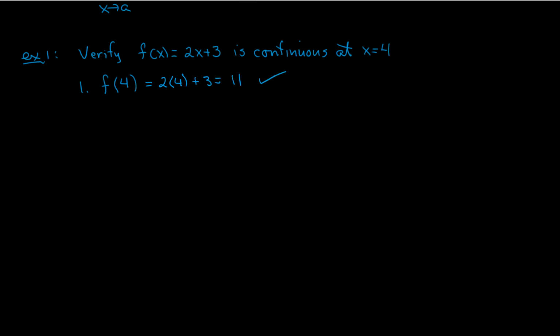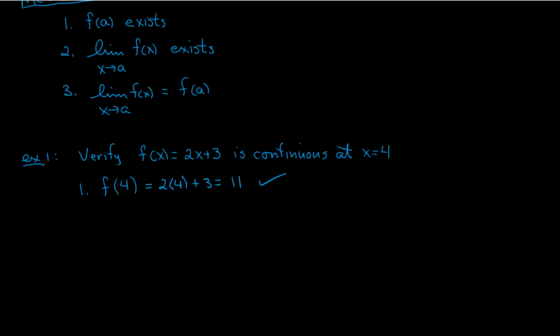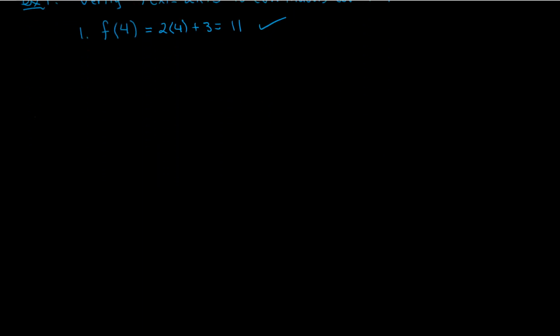Okay, so we've got that. Step 1 is fine. The function actually exists at that location. We need to now move on to step 2, which is to demonstrate that the limit exists at that same location. So the second thing is we need to verify that the limit of 2x plus 3 as x approaches 4 exists.